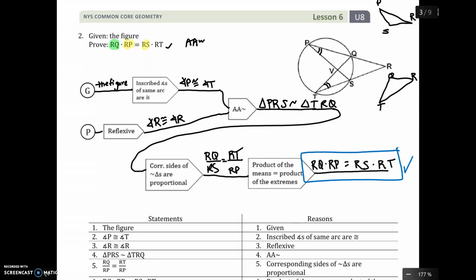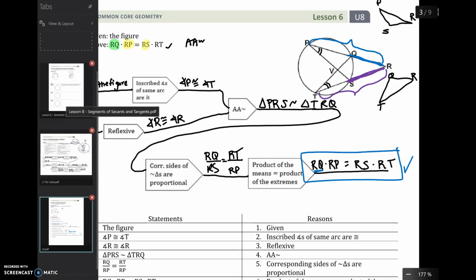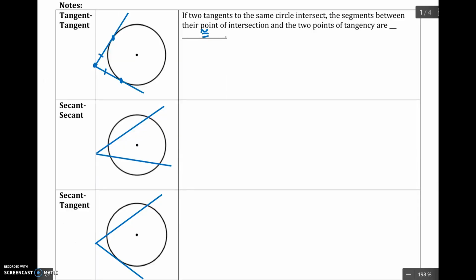If you look at what they're discussing in those, RQ is the outside portion of the top secant, and it's getting multiplied by RP, which is the entire length of that top secant. And then on the other side of the equal sign, it's RS, which is the outside part, times the entire whole segment that it's part of. Using that idea, we are going to summarize our formula.